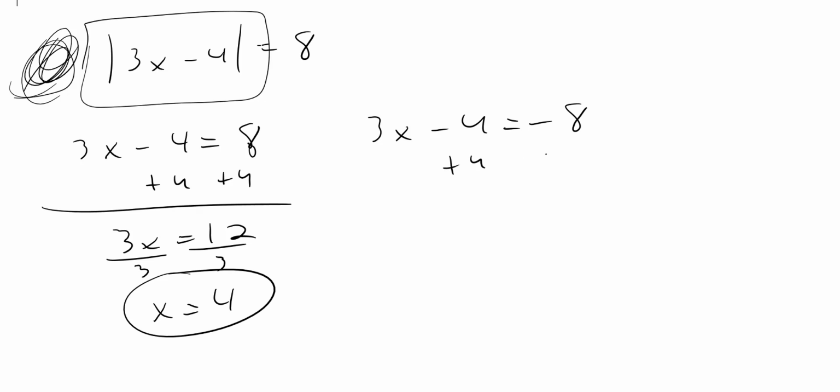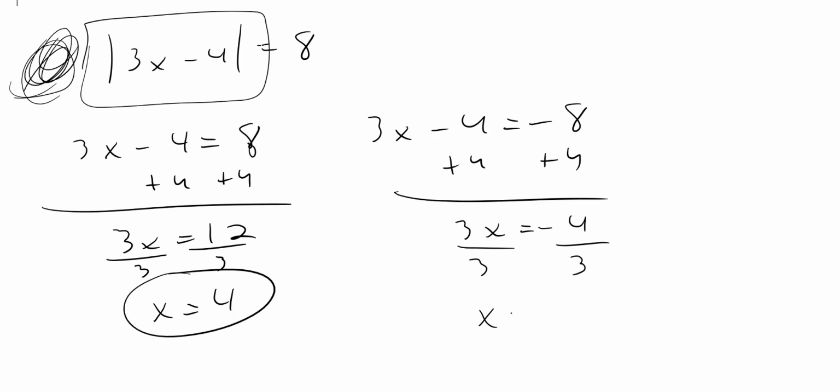I add 4 to both sides. So 3x is equal to negative 4. And divide by 3. So x equals negative 4/3. If you put it in your calculator, you get negative 1.33. That would be okay too. Okay? So those are your two answers for that problem. All right, cool. So before we get into a little more complicated one, let's look at this.